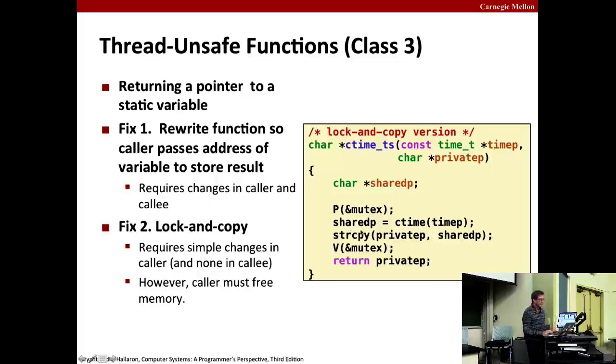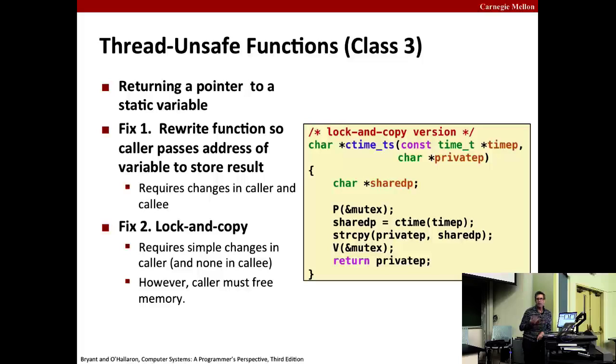And then we do the copy part. We copy that string to the private string that was passed into our function. Once we've done the copy, then we can release the mutex, and then we return a pointer. We return private P back to the caller. Right? And this is just more of a convenience to the caller, because programs that are using ctime are expecting to get that pointer back.